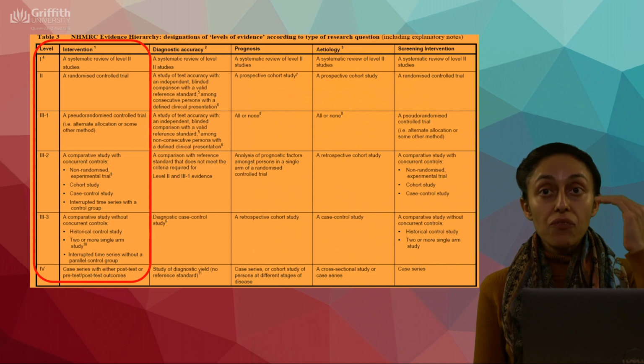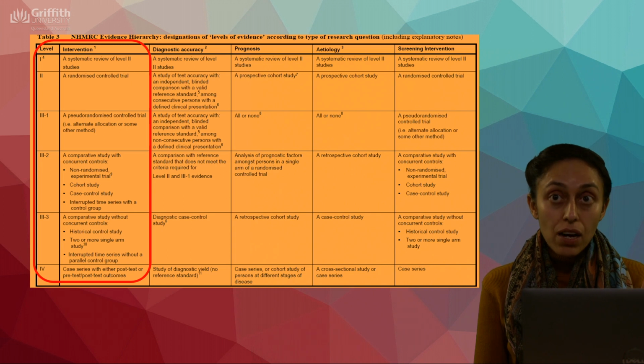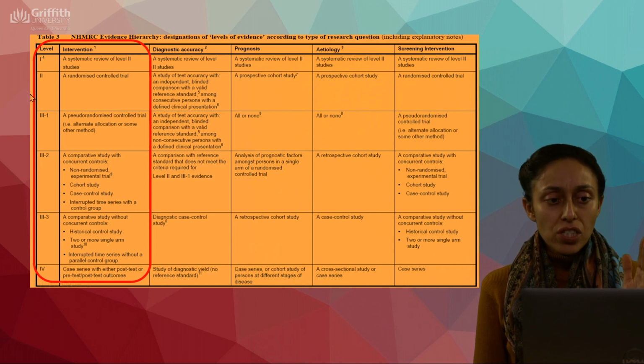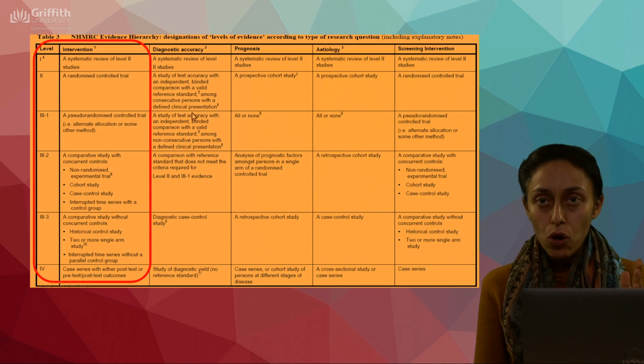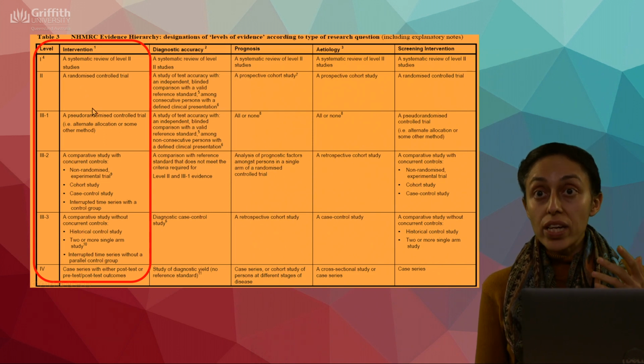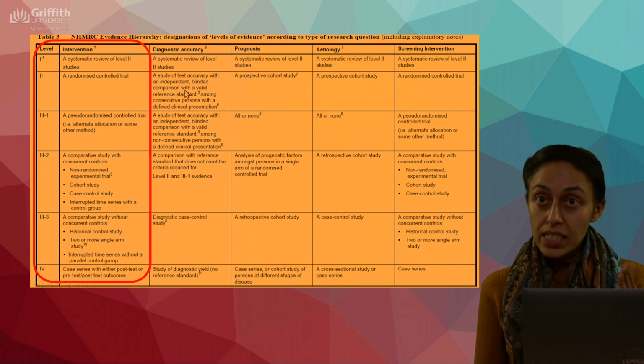I'm not talking about the various types of quality of studies at this stage. I will do that in a few minutes. Right now it is just telling you the idea behind these 5 columns. So the first column is looking at intervention studies. Alright. Now we go on to the second column.